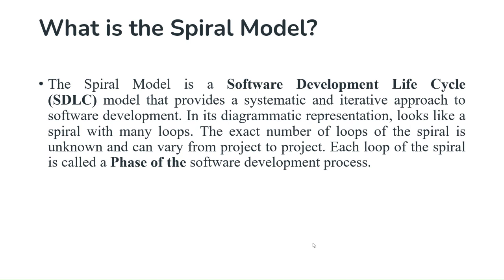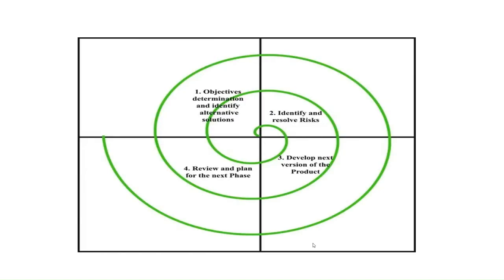Basically it is an SDLC model to develop software, and it is a systematic and iterative approach. It also has different types of phases, and it has loops in the diagram. Let us see the diagram. In this spiral model we have four stages: first, second, third, and fourth stage. Each stage is responsible for some task or work to develop the software.